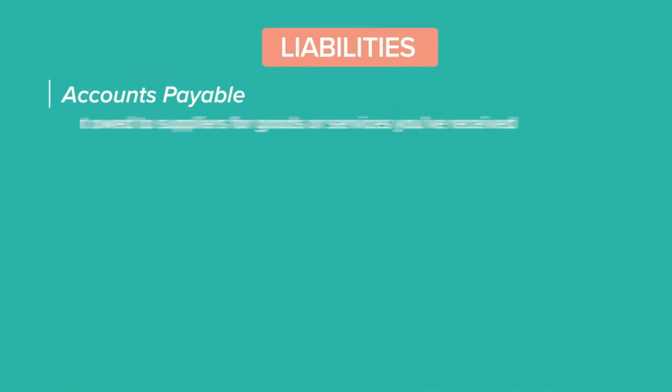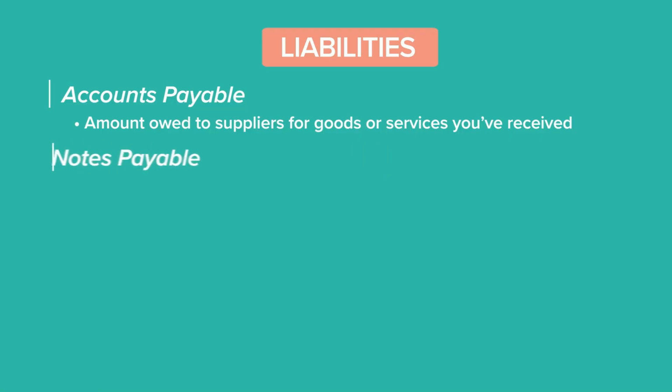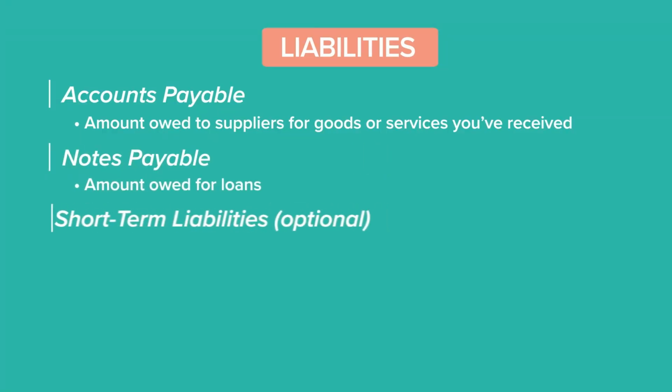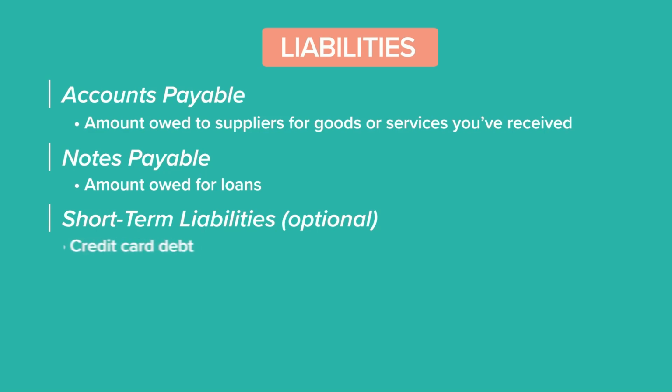Next, we get into what your business owes, or its liabilities. This is broken down into accounts payable, which is how much you owe to suppliers for goods and services you've received, and notes payable, which is how much you owe them for loans. Sometimes short-term liabilities, such as credit card debt, will also be broken out into a separate category.